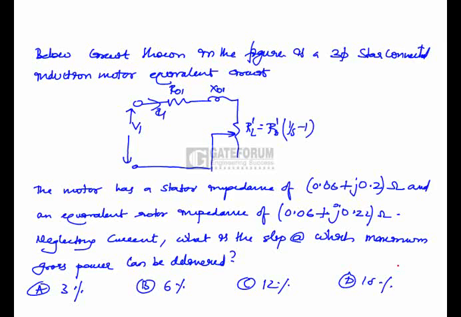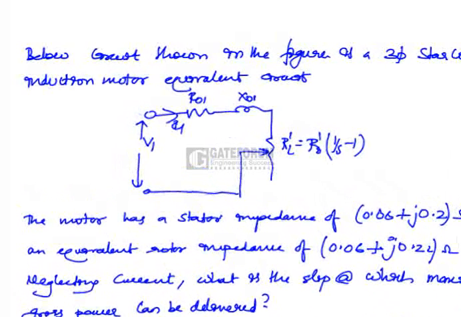Shown in the figure is a three-phase star-connected induction motor equivalent circuit. The motor has a stator impedance of 0.06 + j0.2 ohms and an equivalent rotor impedance of 0.06 + j0.22 ohms. Neglecting the current, what is the slip at which maximum gross power can be delivered?